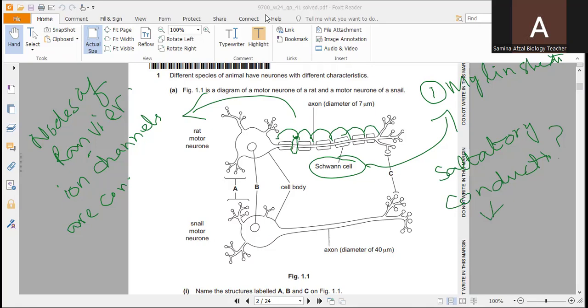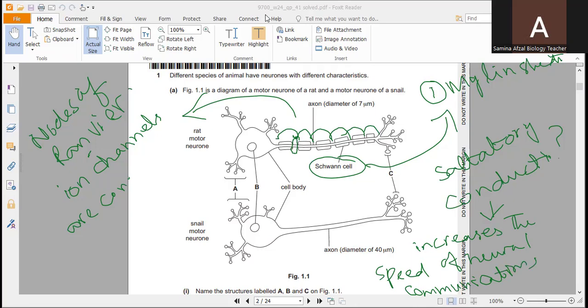The saltatory conduction increases the speed of neural communication, allowing rapid reflexes and efficient nervous system.